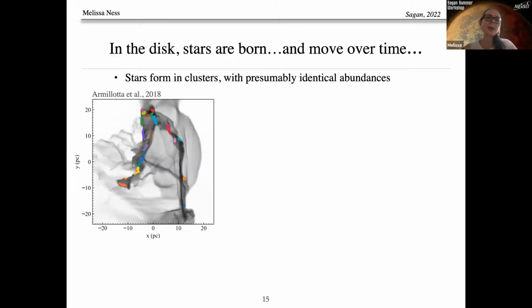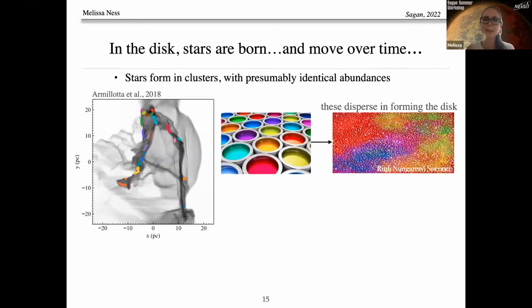So these stars that are born in clusters, they have presumably identical abundances. And this is represented by this simulation showing a molecular cloud with these different groups of stars forming. These different colors are supposed to represent unique chemical fingerprints. We might be able to measure 30 elements for these sort of stars. And within each of these little separate colors, those elements would be identical and different to the other clusters forming around it. These then disperse over time.